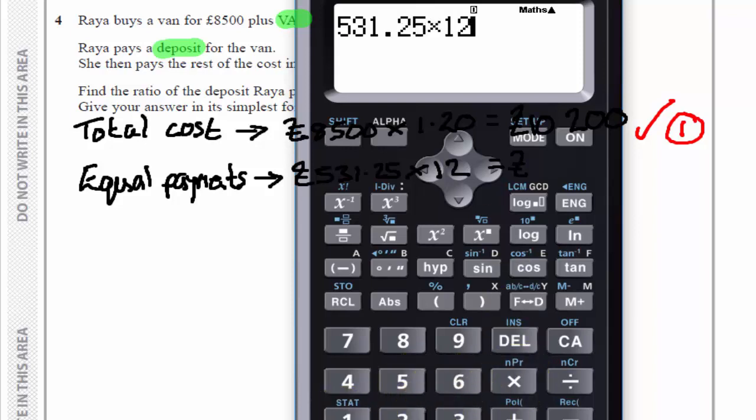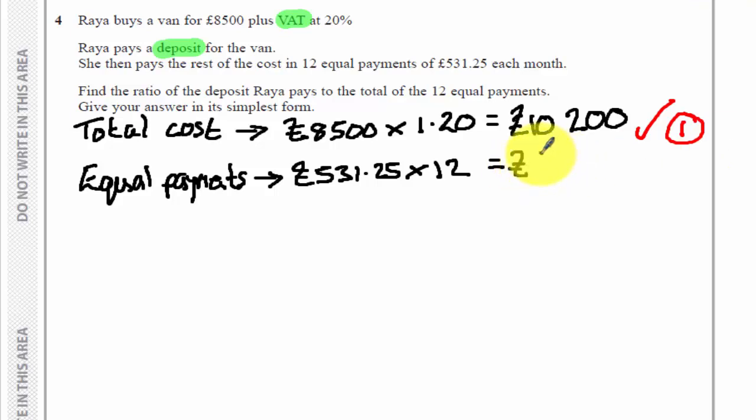531.25 times 12. 6,375. Notice I'm not just writing the answers down, I'm showing my workings. And now I have 2 marks out of the 5 available.